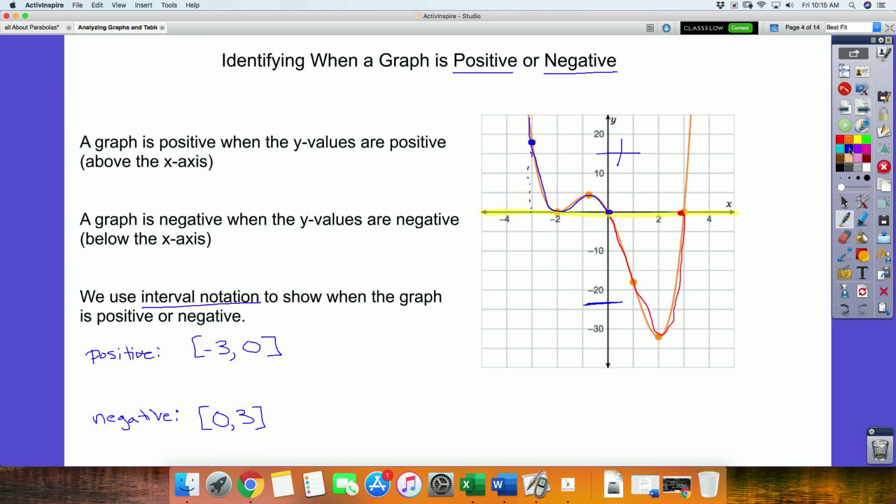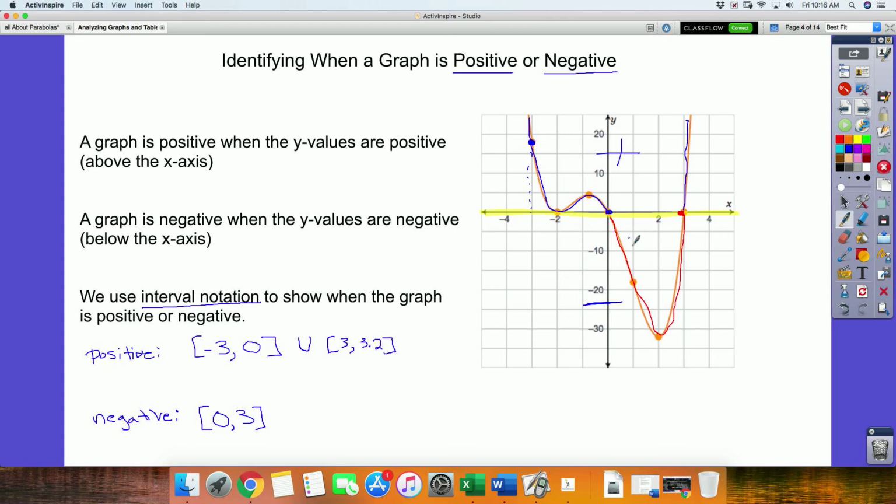Now we have this last little chunk, and it's going back up again. So it's back in the positives. So we can put a comma or an and, or they might use a U for union. And we'll say it starts being positive again at 3. And we'll just say it's ending at 3.2, even though it's still going on.